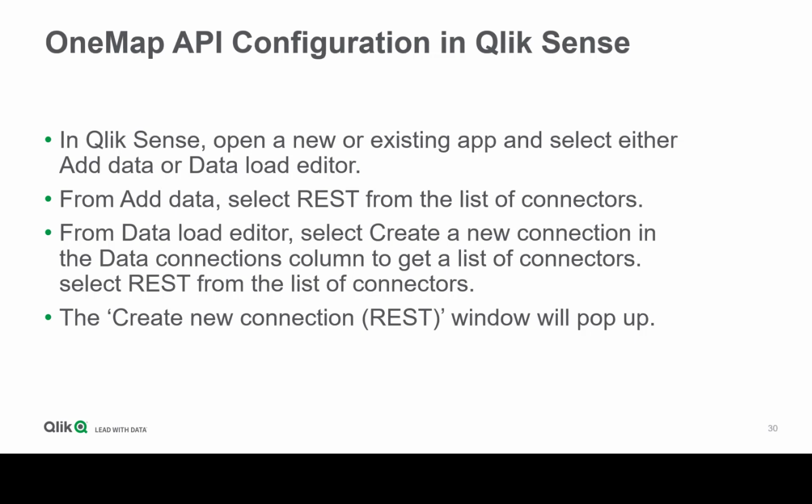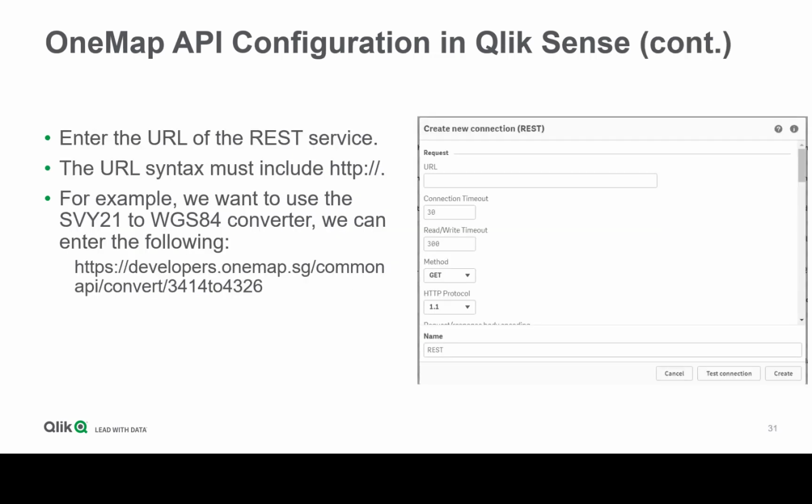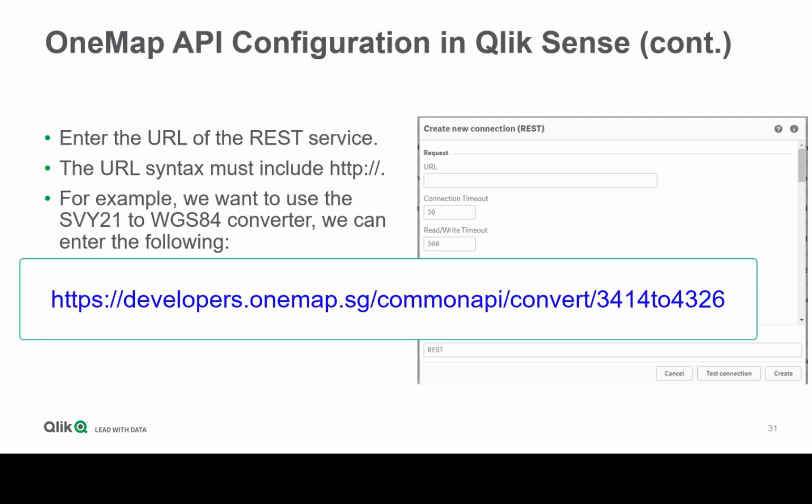The Create New Connection REST window will appear. Enter the URL of the resource being requested from the REST service. The URL syntax must include HTTP. In addition to the location, the URL can include query parameters and other information about the data being retrieved. For example, we want to use the SVY21 to WGS84 converter. We can enter the following.